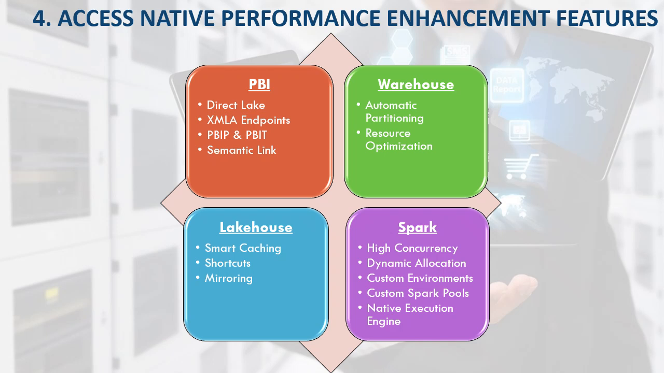When it comes to Spark, Fabric supports high concurrency for many parallel users and jobs, and dynamic allocation automatically scales resources to handle workload spikes. Custom environments and custom Spark pools provide tailored runtime configurations and dedicated resources to meet diverse analytics and machine learning demands. Finally, the native execution engine boosts backend data processing on Lakehouse infrastructure, delivering up to 4 times faster query execution at no additional cost.